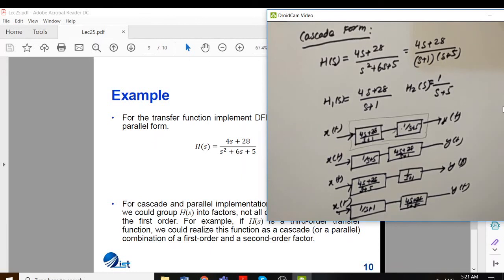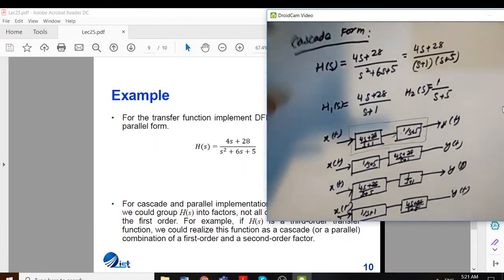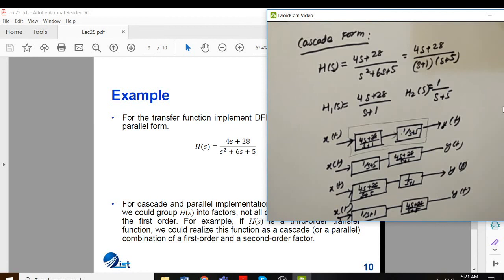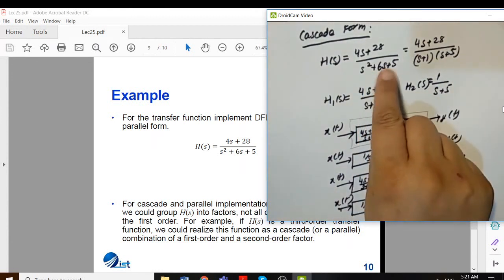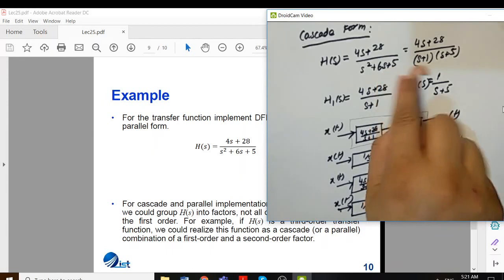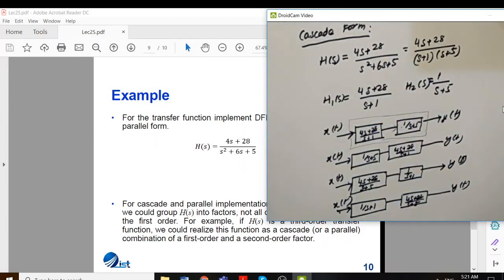So finally we have the parallel form. Just a note for this. For example, the denominator was such that I was unable to divide this into a system of real coefficients. Say this has complex roots. So in case you have a third order system or a second order system which has complex roots, then you wouldn't be able to make a cascade form.